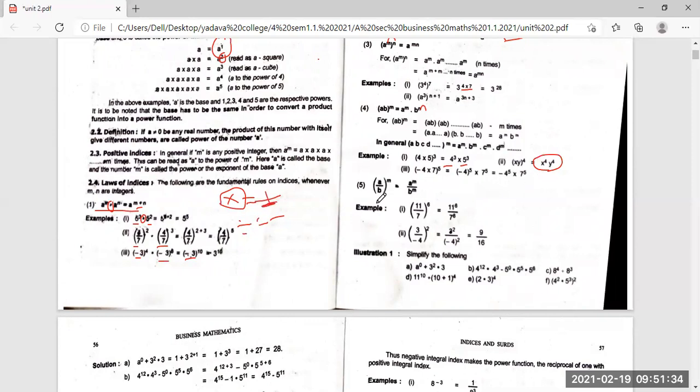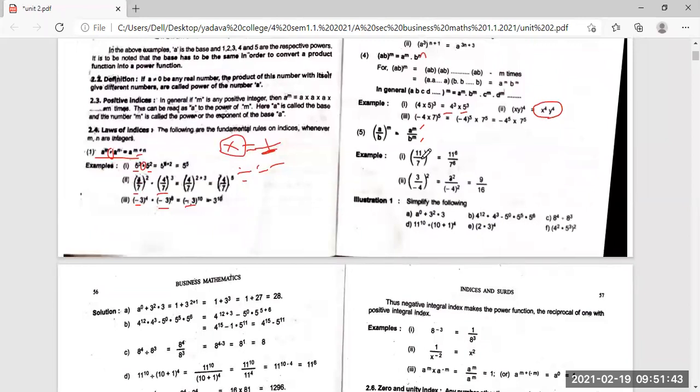(a divided by b) the whole power of m means a to the power of m divided by b to the power of m. So when we apply it on the formula, (11 divided by 7) the whole power 6 is 11 to the power of 6 divided by 7 to the power of 6. (3 divided by minus 4) the whole power 2 is 3 to the power of 2 divided by minus 4 to the power of 2. So 3 into 3, 9; minus 4 into minus 4, 16.